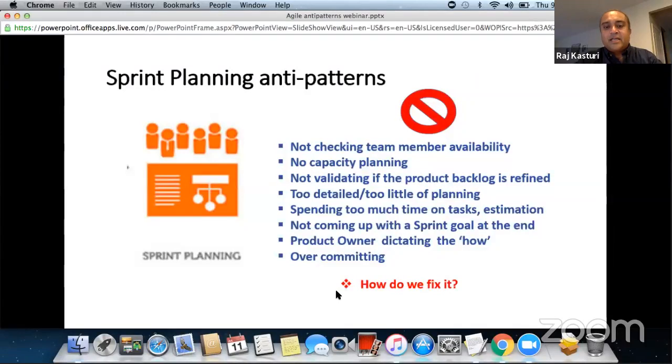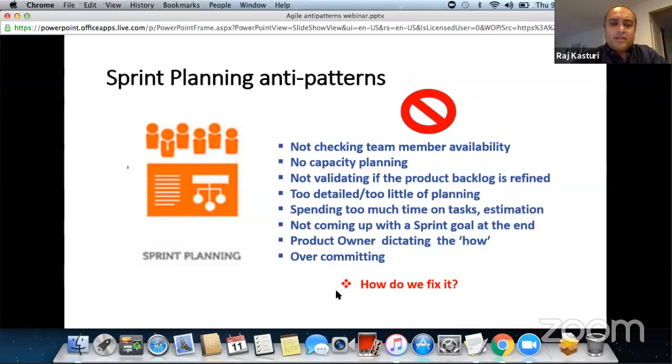The other thing is capacity planning. How much capacity do we have during this sprint? That's something that you need to look at. Like, how much can we accomplish during the sprint? So based on different factors, you need to ensure that capacity planning happens.